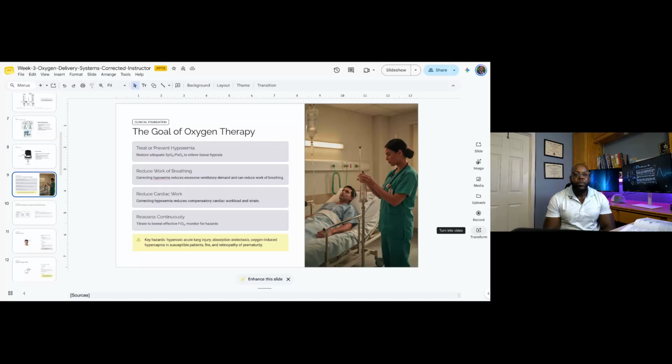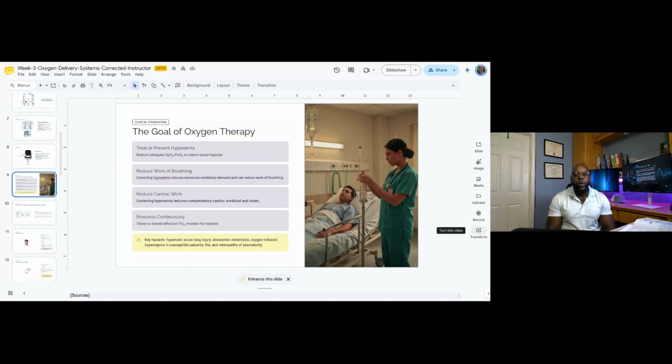A non-rebreather mask can deliver a seriously high oxygen concentration to a patient. Does that automatically make it a high flow device? Hang on to that question. We're about to spend the next few minutes taking it apart because the answer isn't as obvious as it sounds.